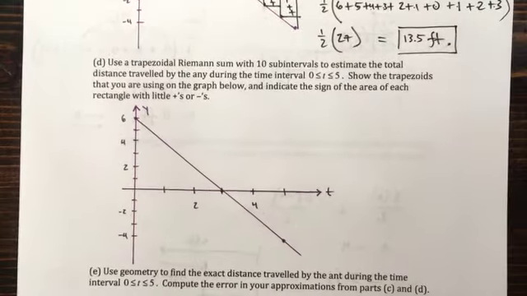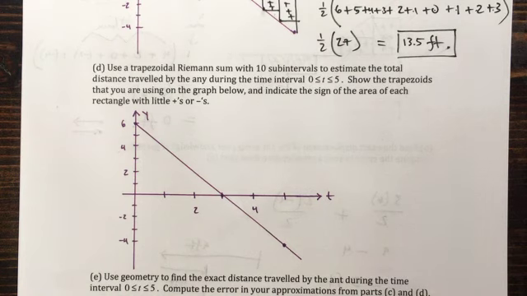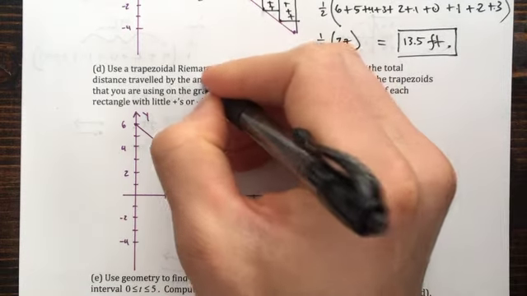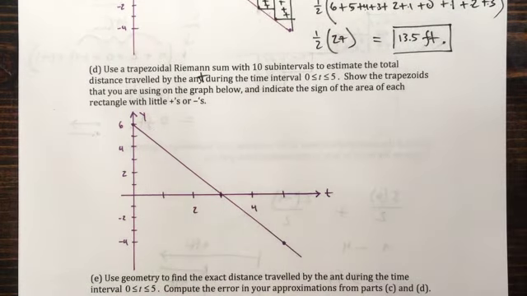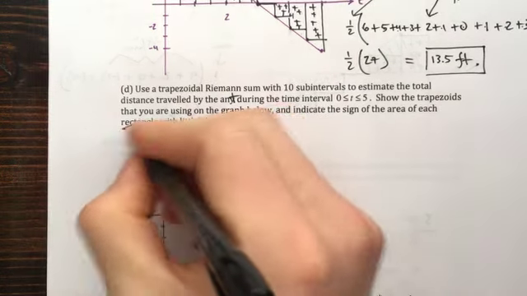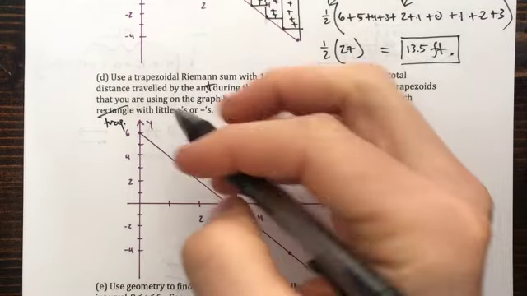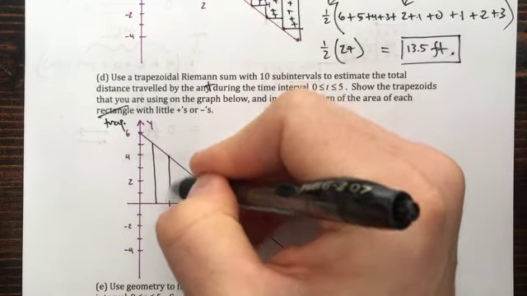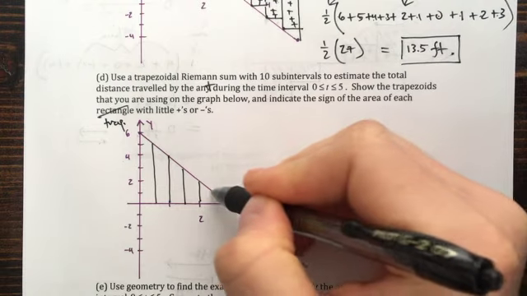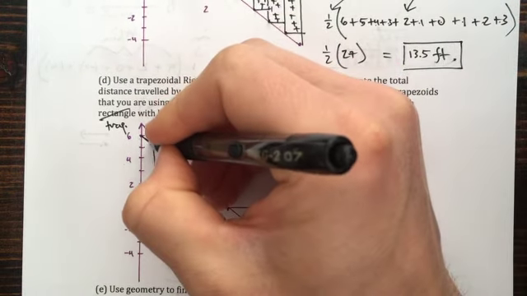Okay, finally for D, it says use a trapezoidal Riemann sum with 10 subintervals to estimate the total distance traveled by the ant during this time interval. Show the trapezoids, indicate the sign of the area of each rectangle. Okay, well, it's not a rectangle, it's a trapezoid. That was dumb. Oh well. So again, they should be width 1/2. And instead of having a rectangle, we're going to have a trapezoid.